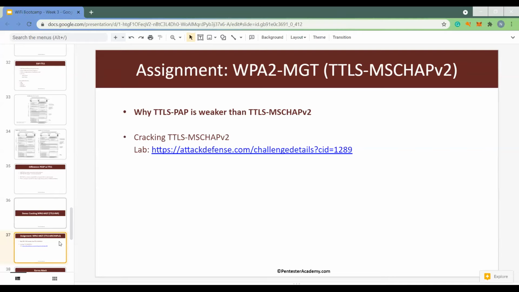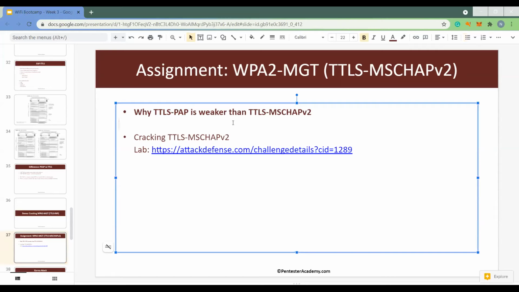Another assignment is to understand why TTLS PAP is weaker than TTLS MS-CHAP v2. I think you have already seen the answer for this. In MS-CHAP v2, you will actually see the challenge and response. So if you don't have a good dictionary file, or if you don't have the correct password in the dictionary file, you won't be able to recover the password, right? However, in TTLS PAP, you are able to see the password because it is in plain text. That's why TTLS PAP is going to be a weaker option than TTLS MS-CHAP v2.